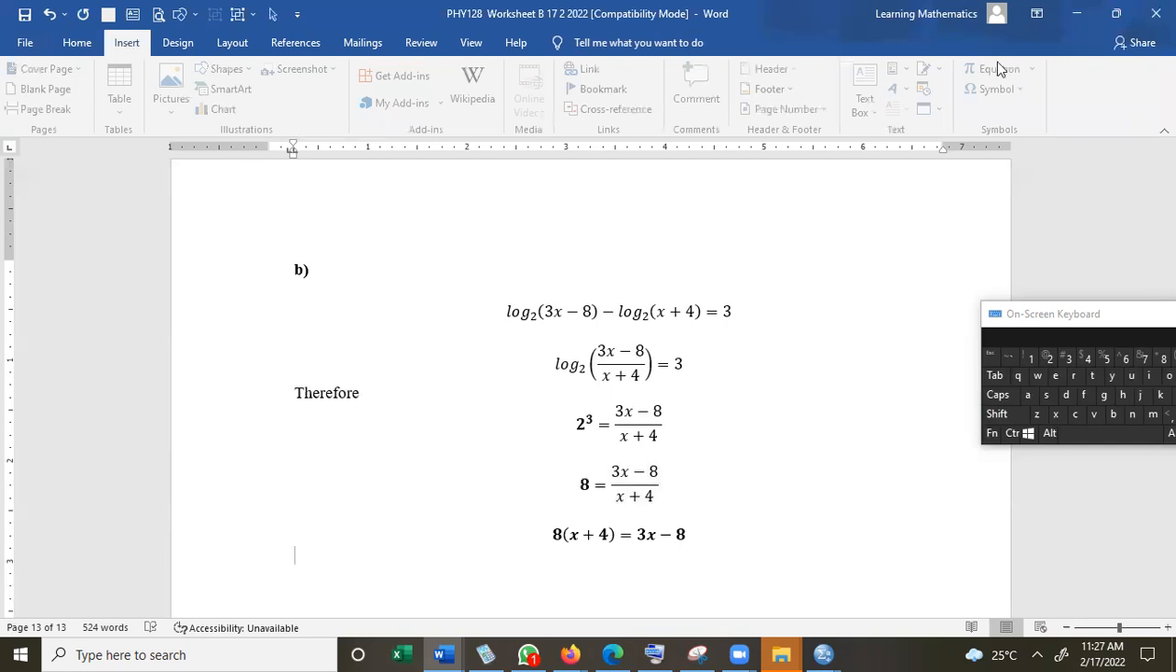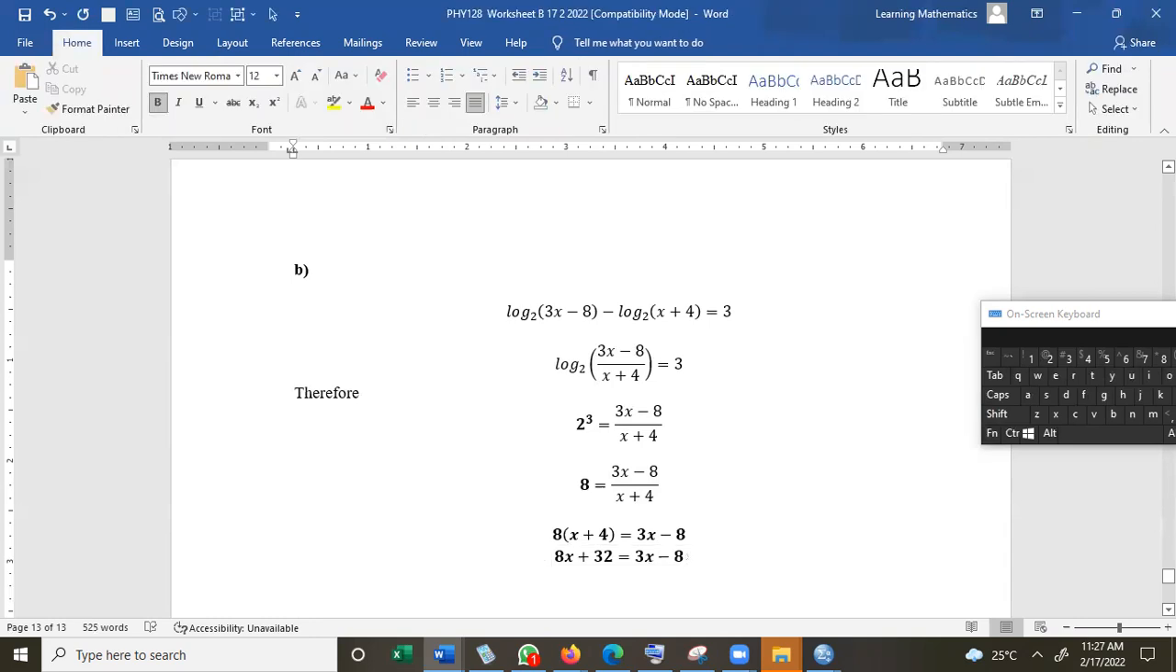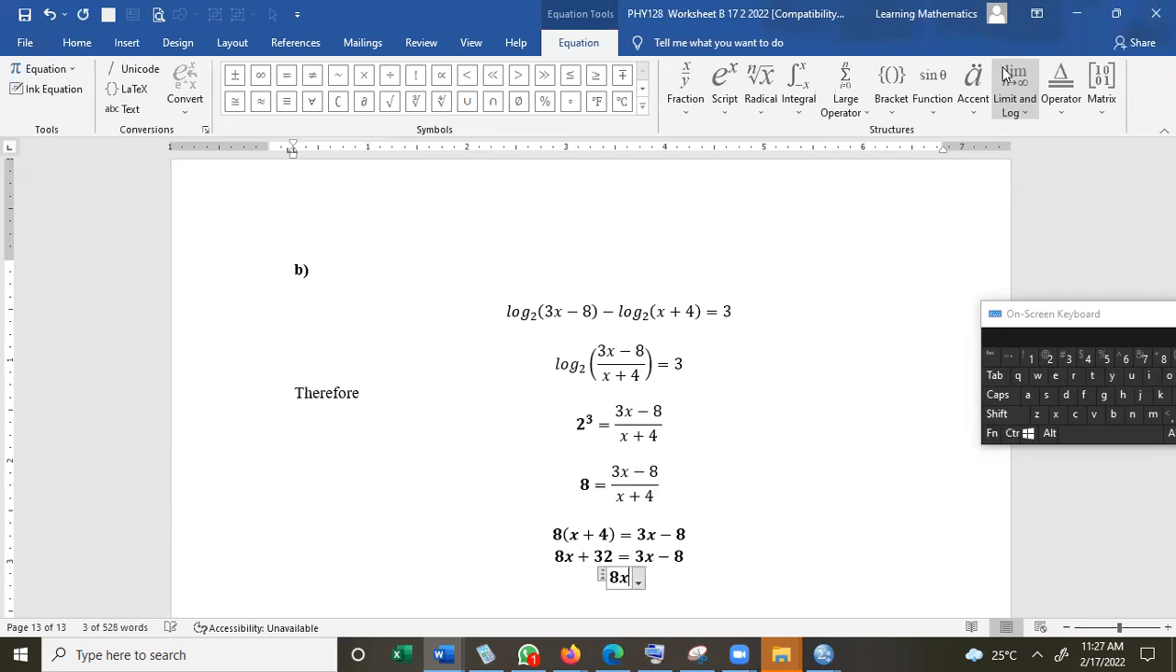Now we're going to clear the brackets. Yes. We're going to have 8x, plus 8 fours, 32, is equal to 3x subtract 8. Then we're going to subtract 3x on both sides. And then we're going to subtract 32 on both sides. So you know what we're going to have? We're going to have 8x subtract 3x is equal to a negative 8 subtract 32. Okay, because that's a negative 8. When that 3x was cancelled out, a negative 8 was left. And then the 32 was subtracted. So you have a negative 32.